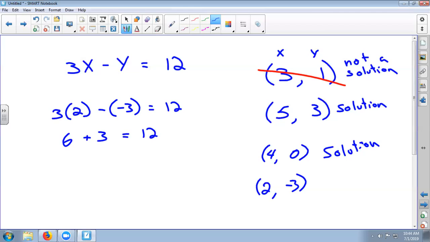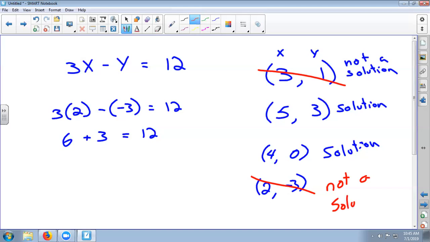No. Yeah, 9. That's not it. Well, you can't. There's an infinite number of solutions. So how many solutions are there? Infinite. We'd never be able to write them all out, which is why we graph.